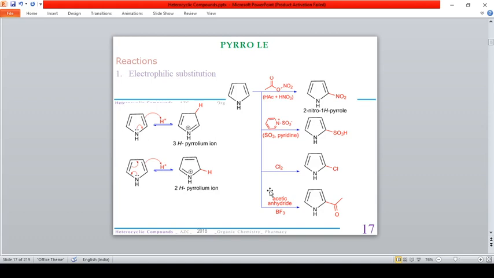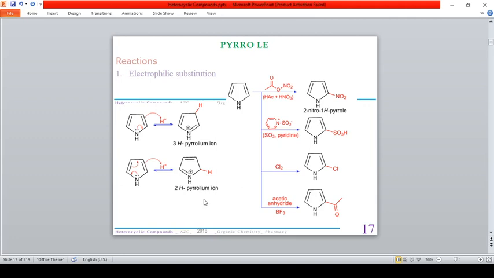First, our pyrrole is reacting with acetic acid and nitric acid. This acetic acid and nitrate form this kind of a structure which further reacts with the pyrrole and gives us a substituted pyrrole, and the substitution occurs at C2. So what we have is nitro substituted pyrrole, 2-nitro-1H-pyrrole.